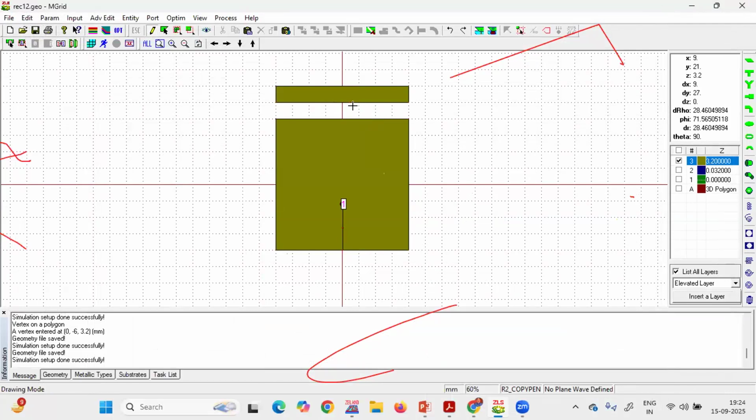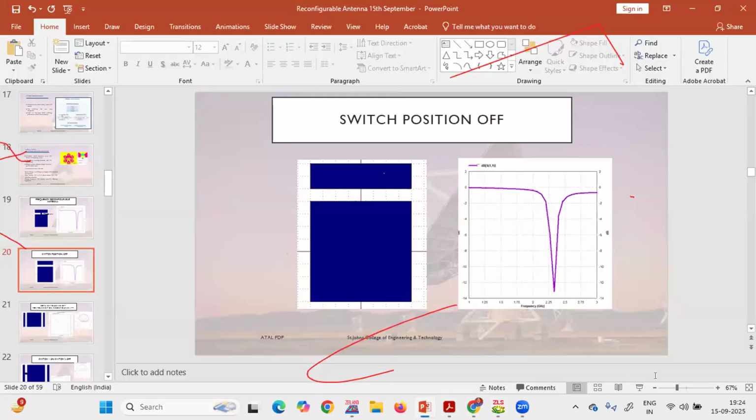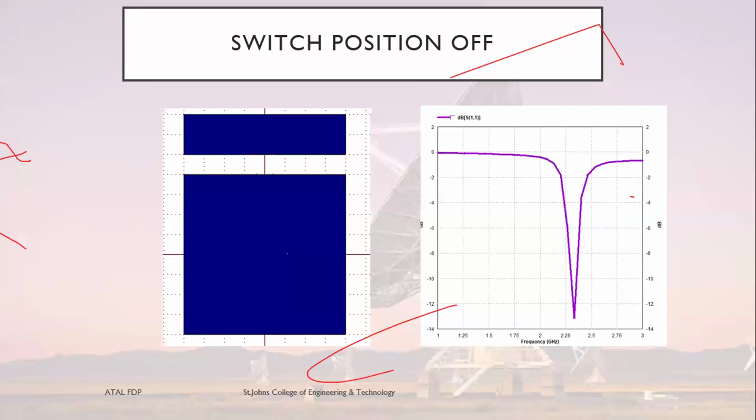Now, what is the change that I have done? Only the switch. I have not done any other modifications. Now the switch is turned off. Previously the switch was on. So I am able to change the frequency. This is the way we can change the frequency of operation dynamically, just by controlling the switches.